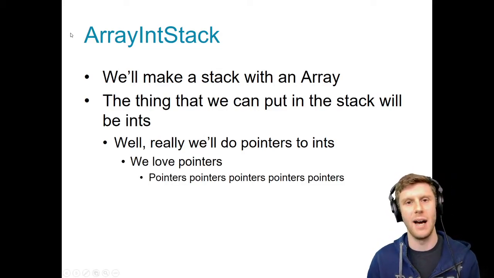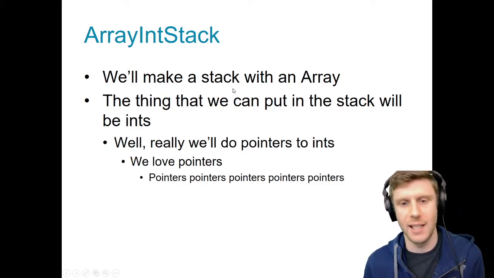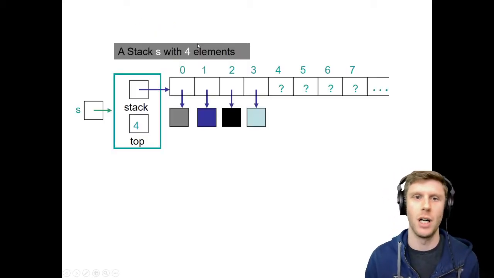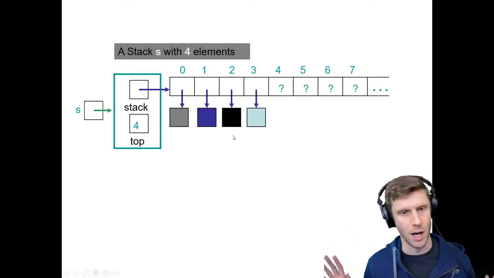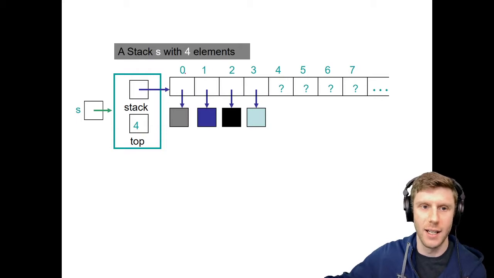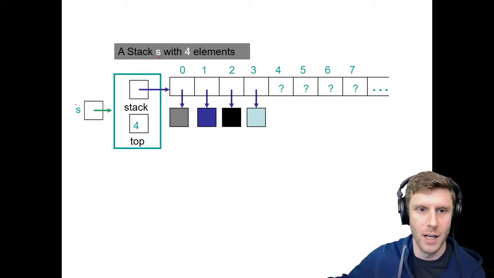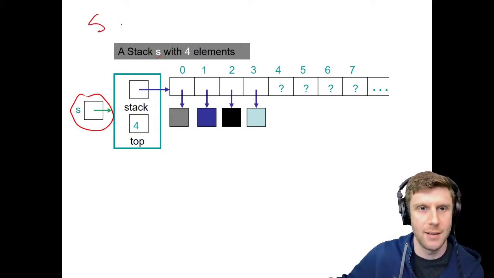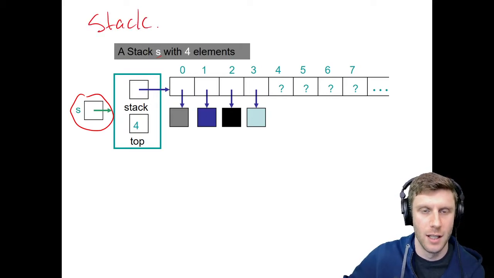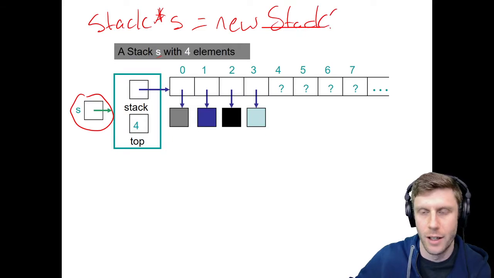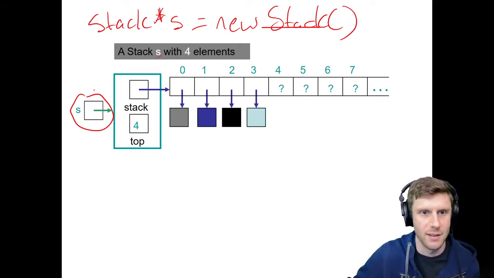Yeah, so we're going to have an ArrayIntStack, and it's actually going to be an ArrayIntPointer stack, but whatever, we'll call it an ArrayIntStack. And here's the idea I want. So I've got some stack called S, an arbitrary name, and maybe in our main, we create a stack, something like stack S equals new stack, right? That's what this is.